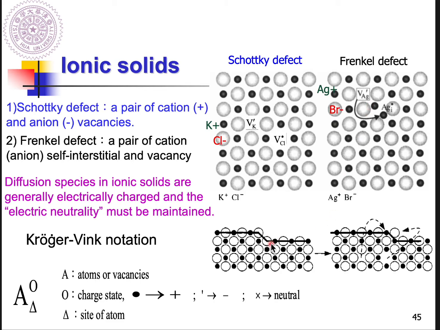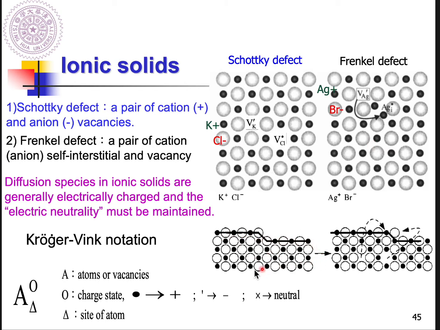Okay, before we move to the next slide, probably you can think about which energy barrier is higher: the formation energy for a Schottky defect or the formation of a Frenkel defect, which one is higher? Schottky defect, right? Because you need to remove a pair of cation and anion. So the formation energy for a Schottky defect is higher than for a Frenkel defect. And this is an example.